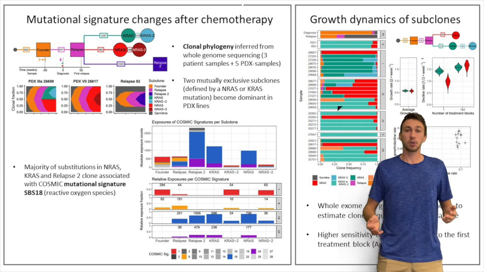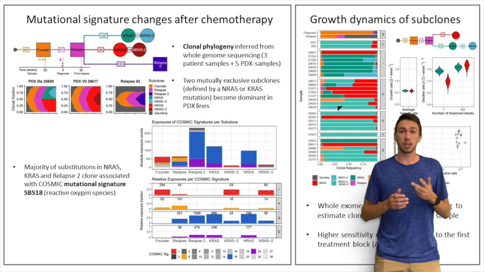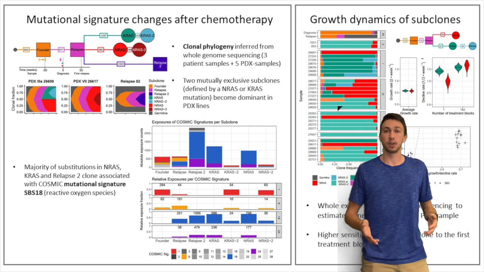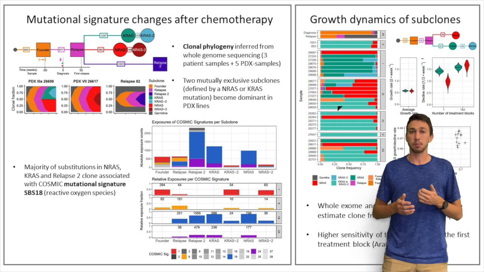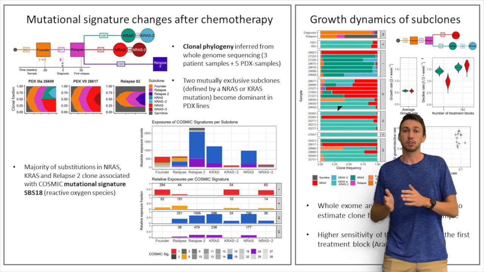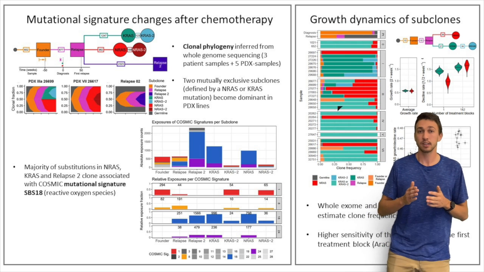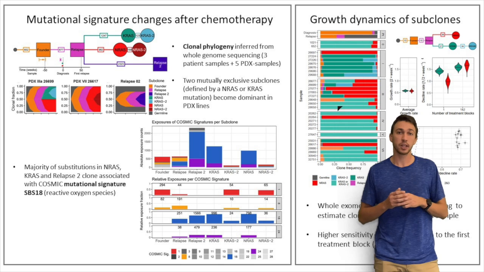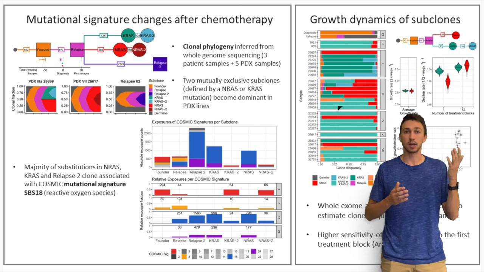We next used whole genome sequencing data from the patient at diagnosis, relapse and relapse 2, together with 5 PDX samples to infer the clonal phylogeny. In the patients, we observed one major subclone per sample that derives in a linear fashion from the founder clone. In the PDX lines, we found 2 major subclones, one with an NRAS mutation, the other one with a KRAS mutation. So that's where these names come from.